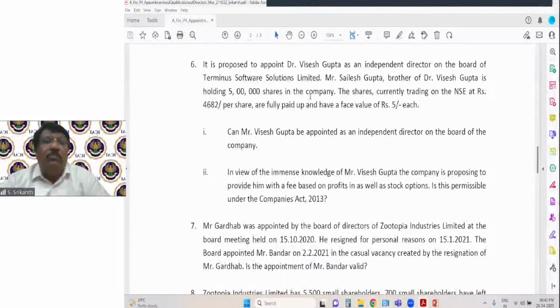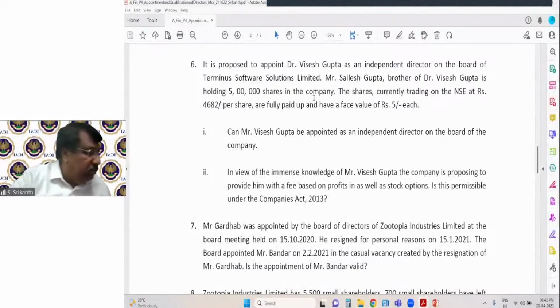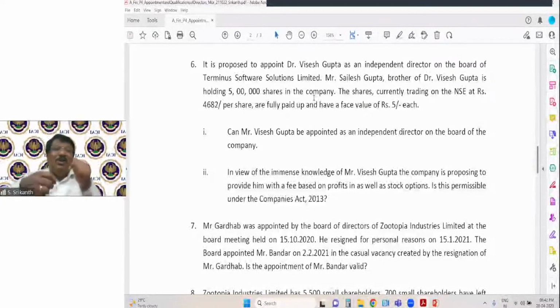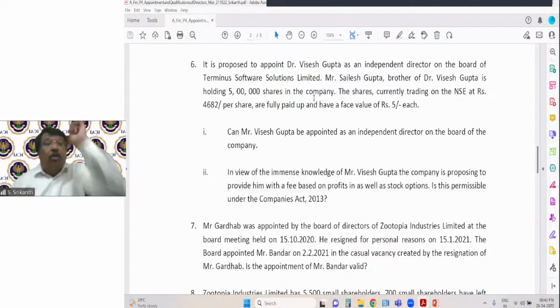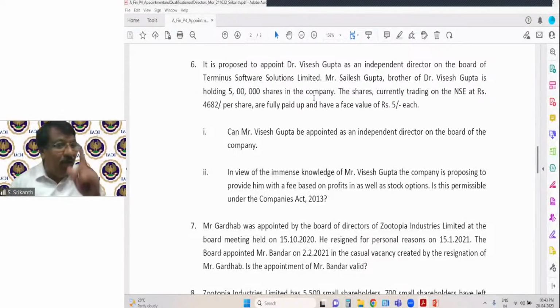So here only 25 lakhs, Baba. 5 into 5, 25. So face value. See, that is what you have to be very careful. 4,682 if you multiply, gone. Face value. Same thing in auditors also, if you remember, it's face value. It's not market value. It's face value. 1 lakh. Relative can hold now 1 lakh.